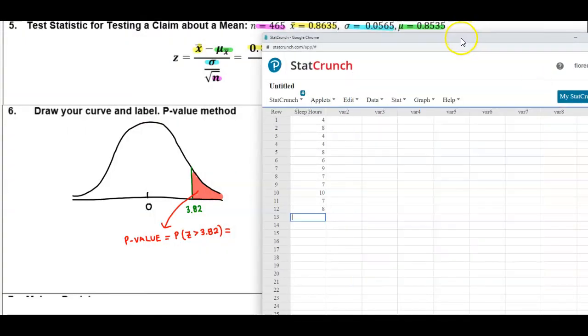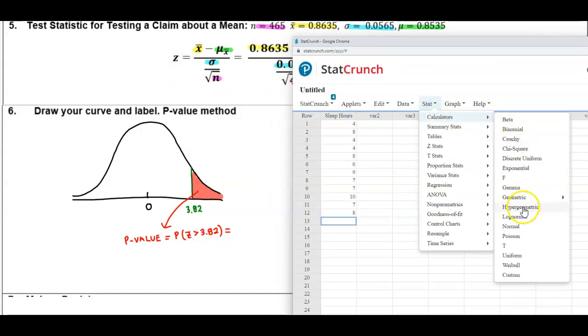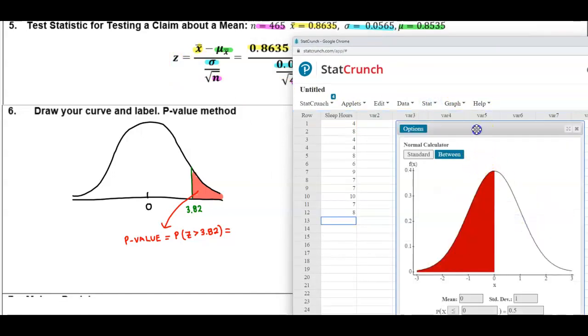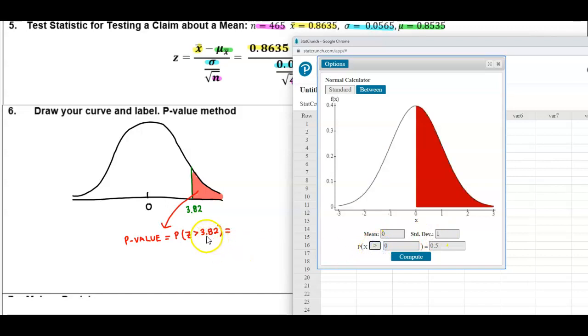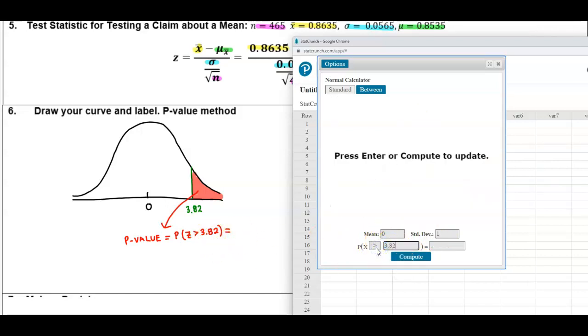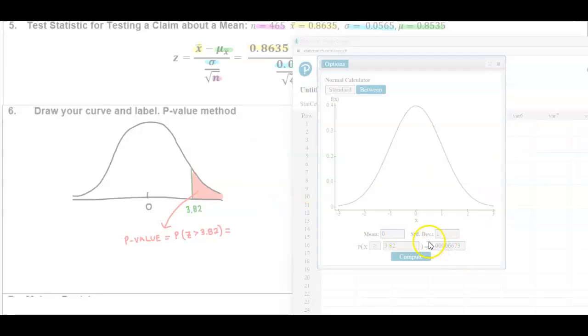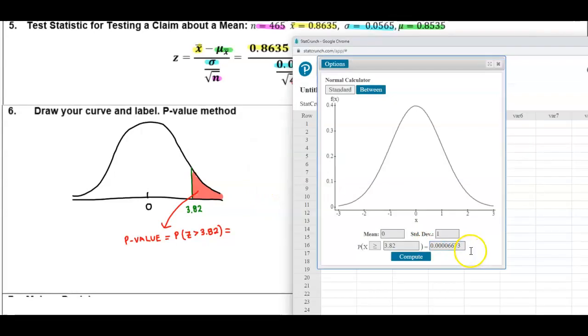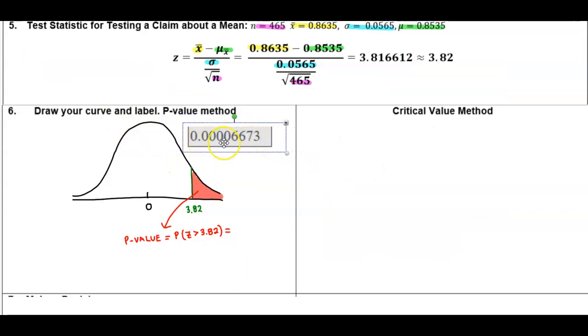Since it's a z test statistic, we're going to go to Stat, Calculators, and Normal. Now we're going to say that the mean is 0, standard deviation is 1. We're going to change this to be greater than or equal to, and put in 3.82 as our test statistic. Then we copy our p-value here. The p-value, if we round that to 4 decimal places, is 0.0001.